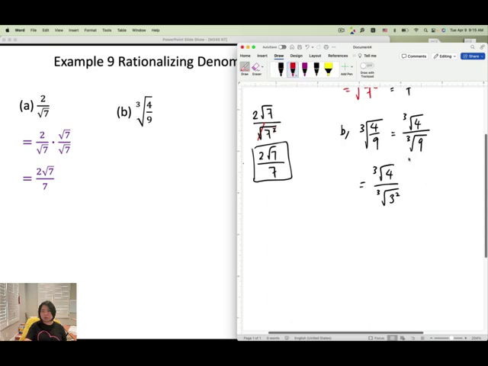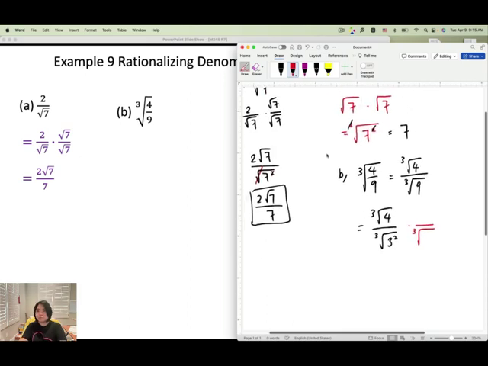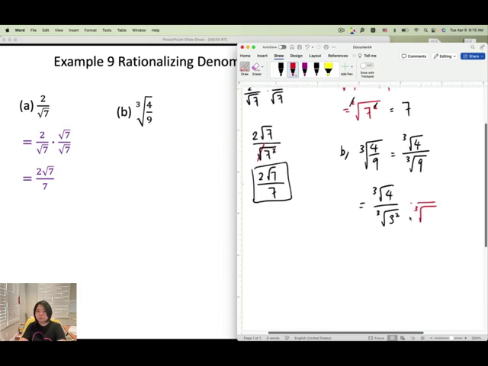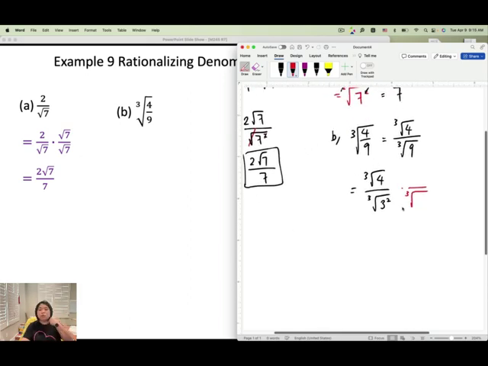Now think about it. What do I need to multiply here? When this is a cube root, I have to multiply by a cube root. When it's a square root, I multiply by a square root. Think about it: I have a 3 squared here already. I need one more to cancel out the cube root, right? So I'm going to multiply by the cube root of 3. Whatever you multiply on the denominator, you're going to multiply the same thing on the numerator.